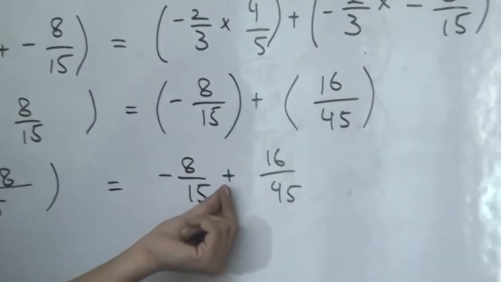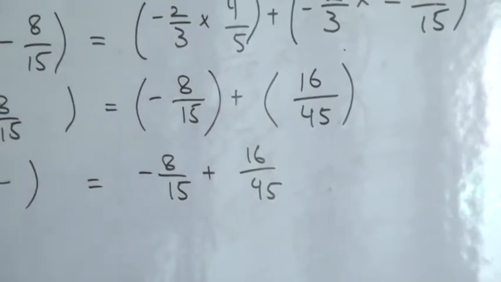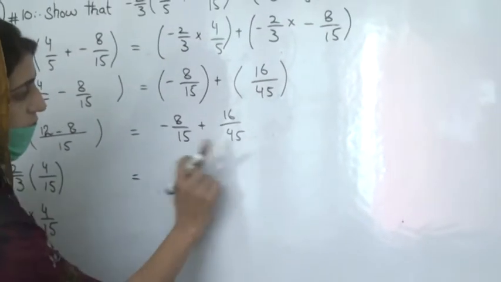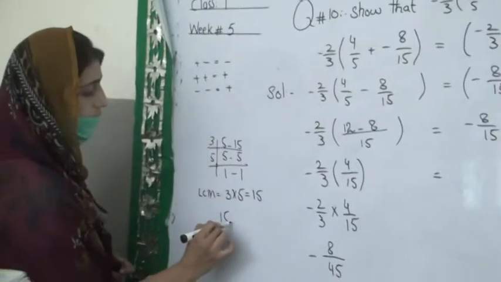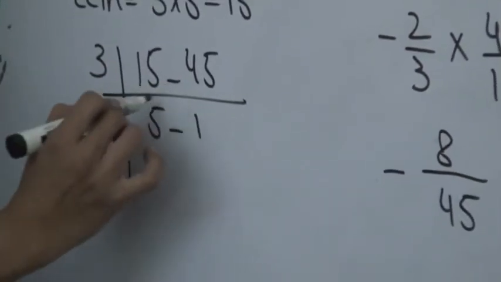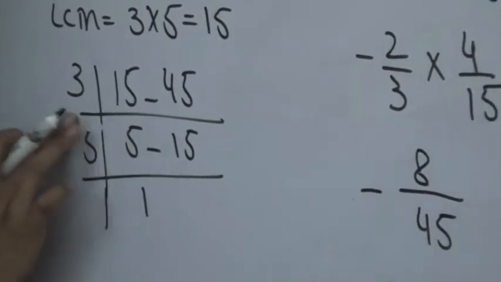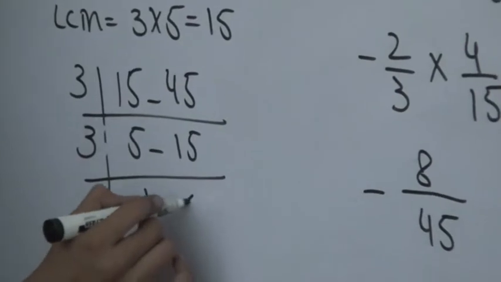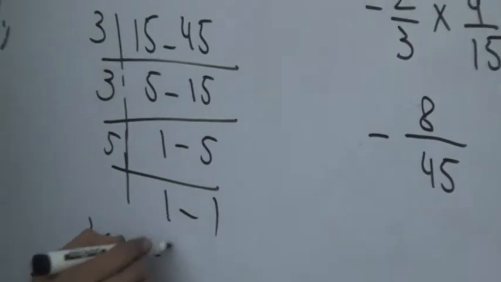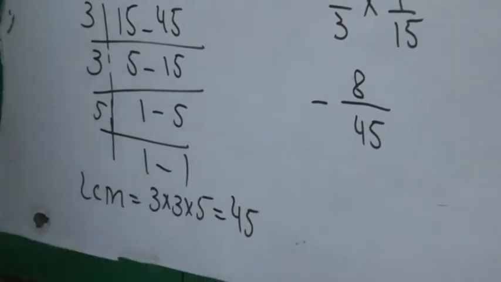Here is again the sign of addition, so we cannot simplify without taking the LCM or by making the denominator the same. 15 and 45, we will take the LCM of 15 and 45. 3 5s are 15, 3 1s are 3, 3 5s are 15, 5 1s are 5. So the LCM will be 3 multiplied by 3 multiplied by 5, 3 3s are 9, 9 5s are 45.